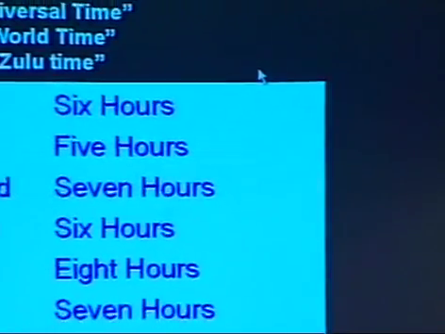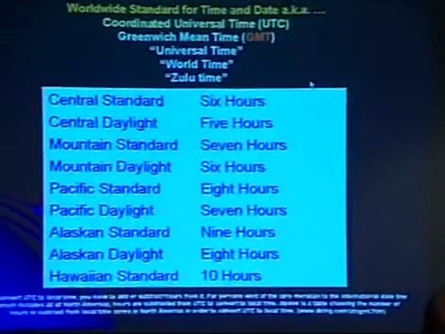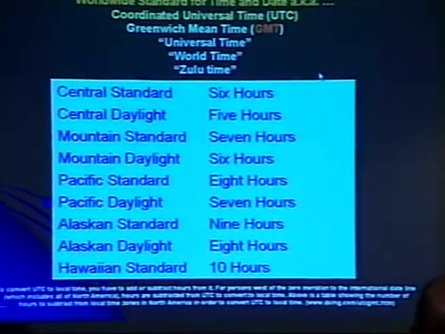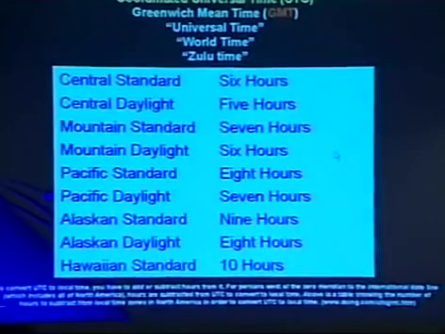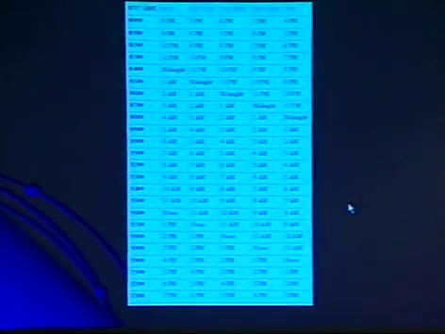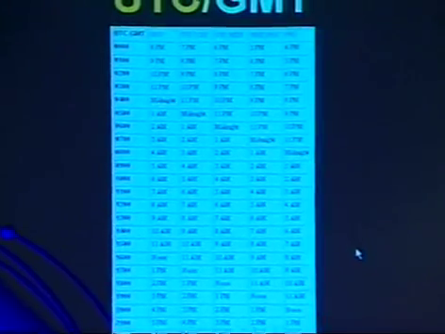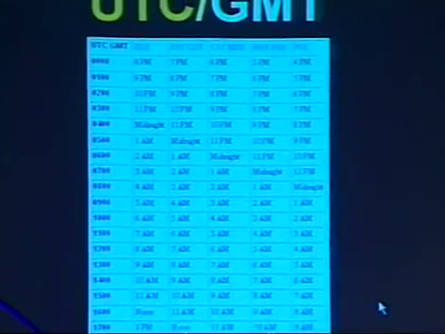Now, if you're wanting to convert GMT time to local time, this is how you do it. These are the formulas. It's done for you here in table form, and you don't have to write this down because you're getting a copy of this.